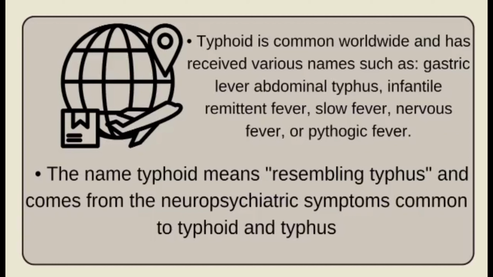Typhoid is common worldwide and has received various names such as gastric fever, liver fever, abdominal typhus, infantile remittent fever, slow fever, nervous fever, or putrid fever. The name typhoid means resembling typhus. This means typhoid resembles typhus, which came from the neuropsychiatric symptoms common to both typhoid and typhus. Despite the similarity of their names, typhoid fever and typhus are distinct diseases caused by different species of bacteria.